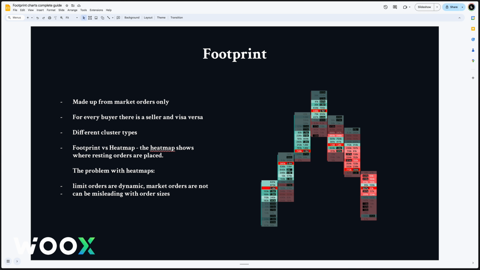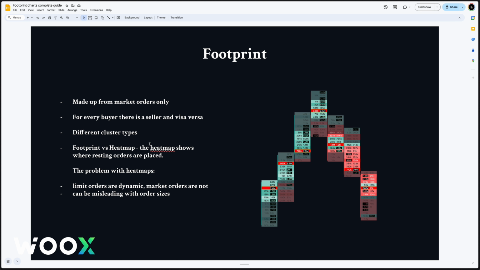And I think it's important to understand that for every buyer there is a seller, and vice versa. For every seller there is a buyer. So for every order to hit the books, someone needs to be able to take it. Someone needs to be able to hit it, and I'm going to go into that in a second. You have multiple different cluster types that we'll be able to show you. On this right here, what you've got is the delta cluster, and I'm going to be covering this in great detail. The footprint versus the heat map.